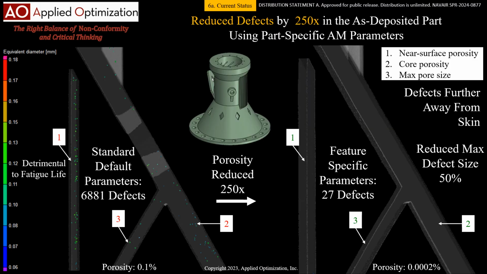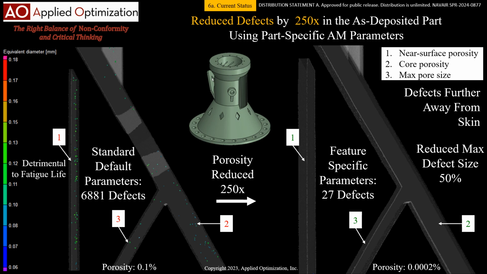We reduce defects by 250 times in this complex part that has thin walls, upskin, downskin surfaces, and overhangs. This part, when produced using standard default parameters, had 6,881 defects identified in 20-micron CT scan data. The same part produced using parameter-designed process, using our simulation, had 27 defects. The maximum defect size was reduced 50%. Defects were further away from the skin, and surface defects were eliminated.